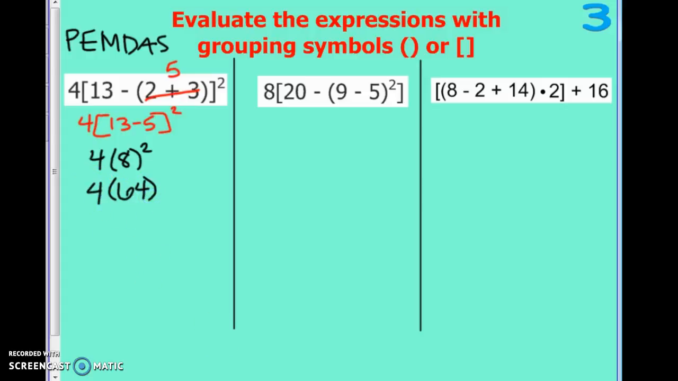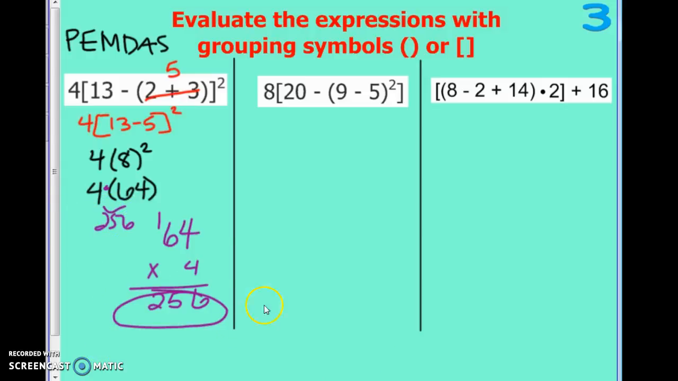So we have 64, and it is multiplied by 4. I'm going to multiply this out. 4 times 4 is 16. 6 times 4 is 24, but plus 1 more is 25. So our answer is 256. You could have also plugged that last step into your calculator.